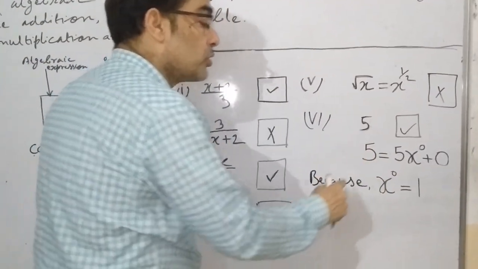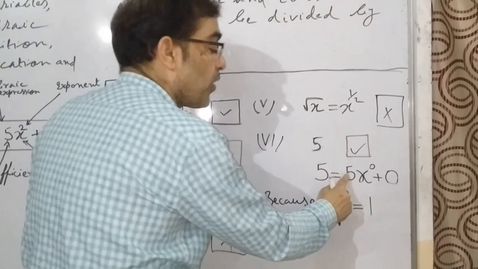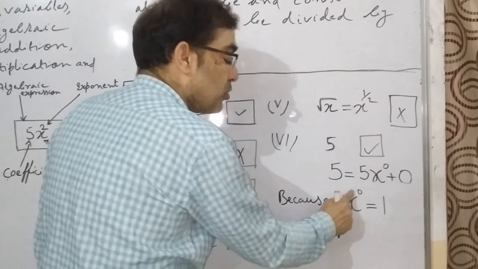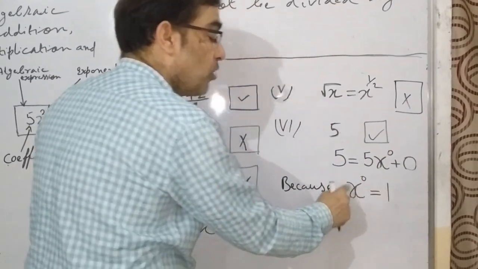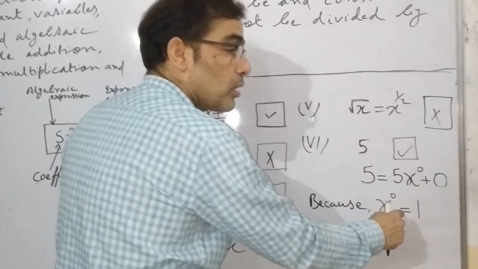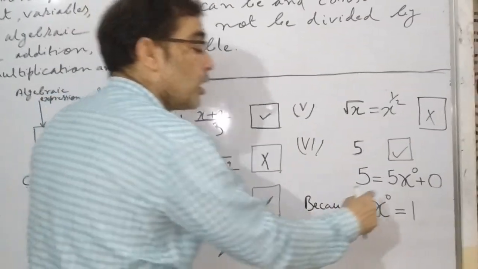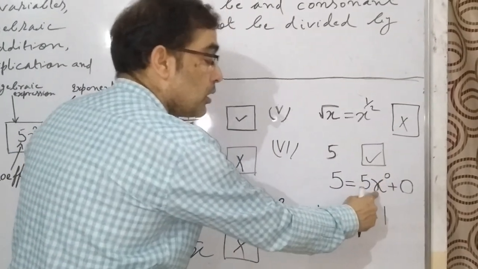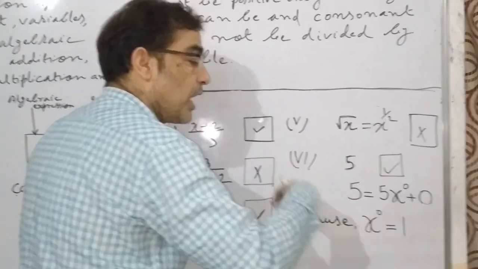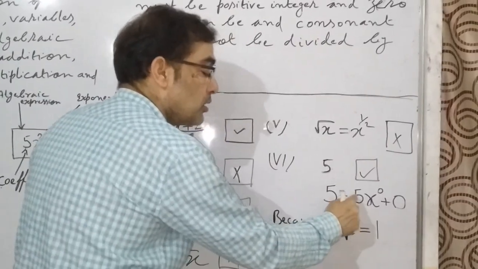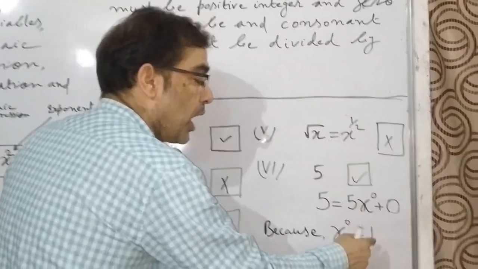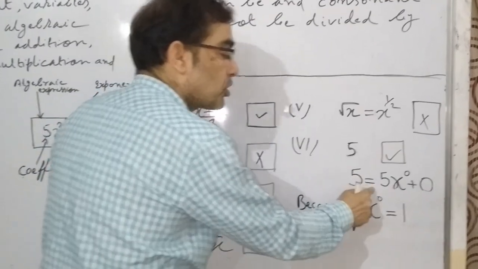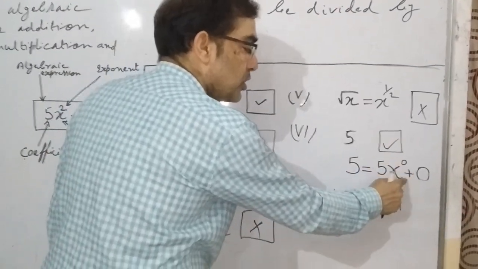Why? Because 5 is equal to 5x to the power 0 plus 0. Here x to the power 0 is equal to 1. The value of x to the power 0 is 1. So if we put the value of x to the power 0 here and multiply, then the result will come again 5 plus 0. There is no value of 0. So the value of 5 is equal to 5x to the power 0 plus 0.